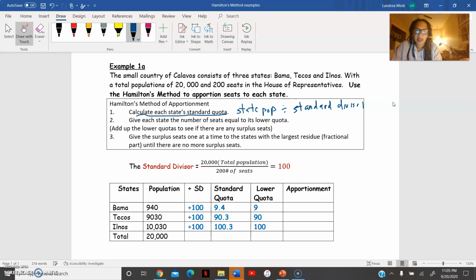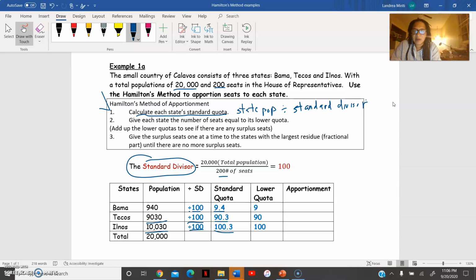I've already calculated the standard divisor here. It's the total population, which is 20,000, divided by the number of seats, which is 200. And so the standard divisor is 100. To calculate each state's standard quota, we take the population, 940, divided by 100, and we get 9.4. Tecos's population divided by 100 gives us 90.3, and Ilnos's population divided by the standard divisor, 100, gives us 100.3. So there's each state's standard quota, so we've done that step.